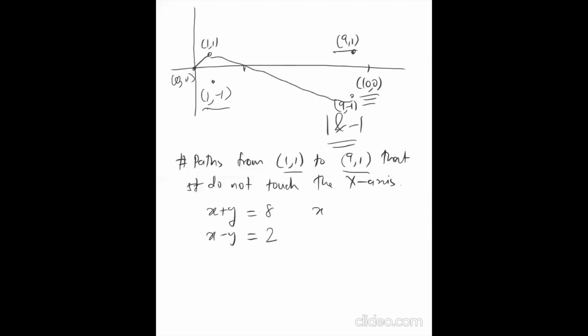Right, so that means x is equal to 5 and y is equal to 3, and so this gives a total of 8 choose 3. Now this is exactly the opposite of this thing here, that what we want to calculate: paths from (1, 1) to (9, 1) that do not touch the x-axis.